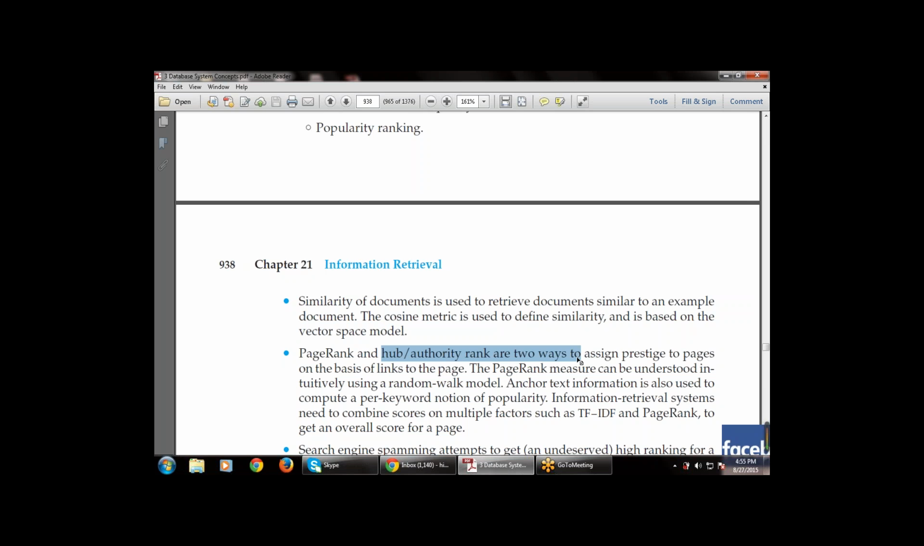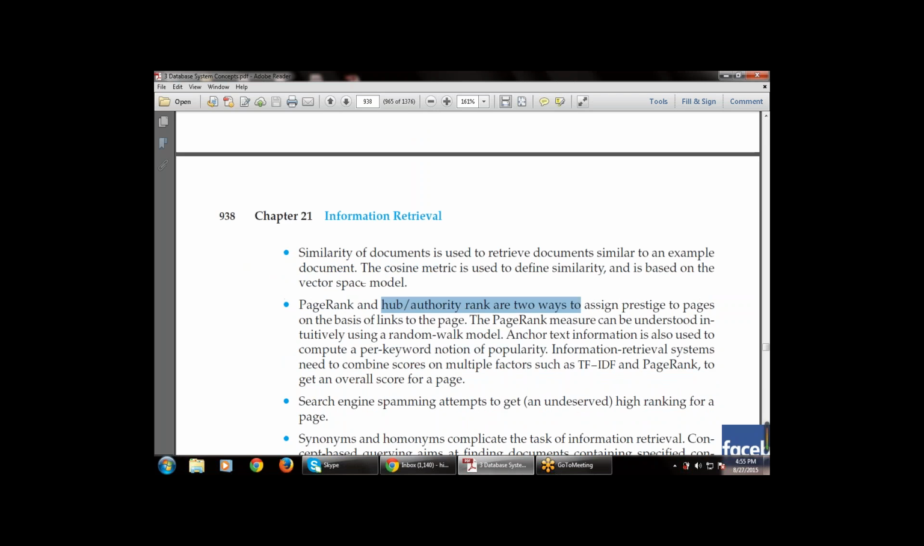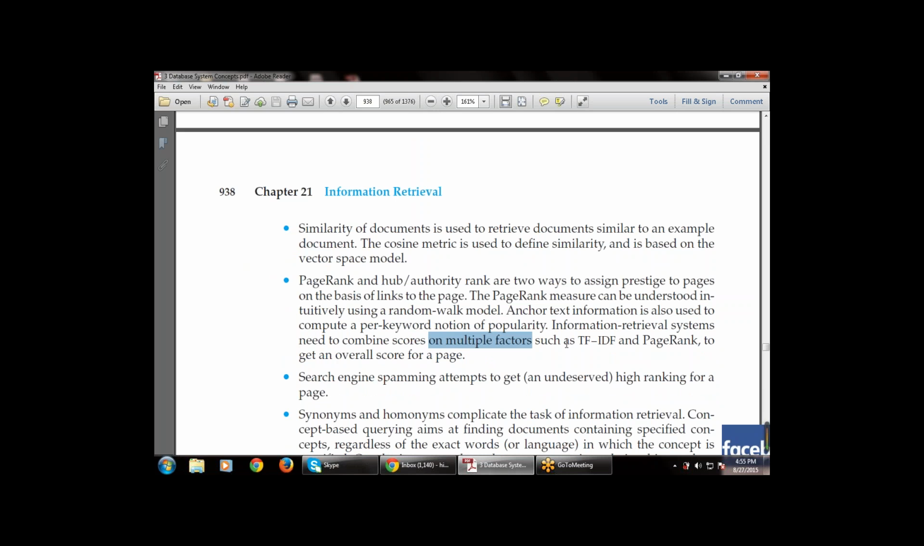And another approach uses text information to compute a popularity model, which is used to score pages on the basis of multiple factors such as TF-IDF and PageRank to get an overall score for the page, based on the data available in the database management system.